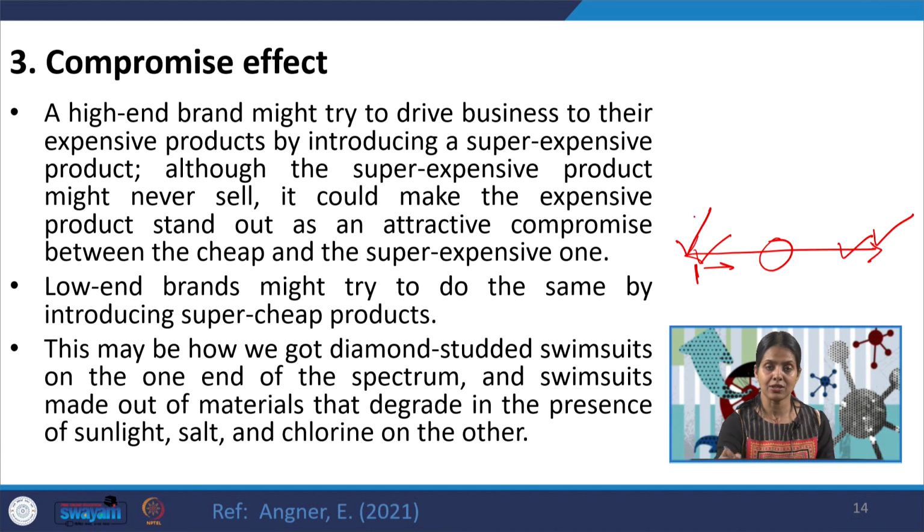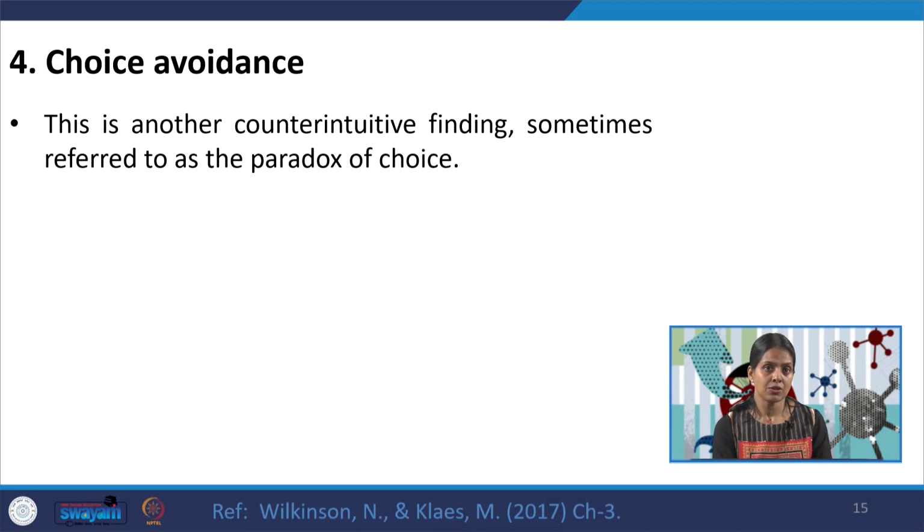So, this actually belongs to the other extreme. So, they both exist in the market, and there are very few takers of these two extremes. Most people actually buy products which lie in between. The fourth effect is choice avoidance.